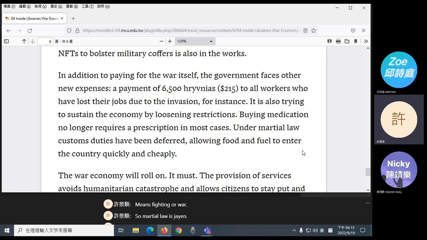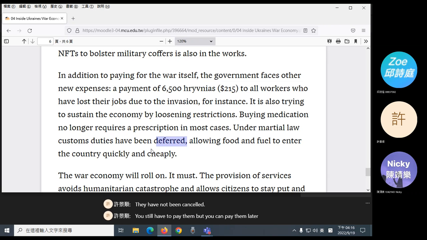So under martial law, customs duties have been deferred. Customs is the business of import and export, 进出口. Duties are the taxes that you have to pay when you import and export. So customs duties are a kind of tax. And currently they have been deferred. They have not been canceled. You still have to pay them, but you can pay them later.